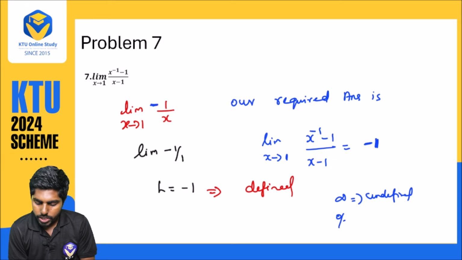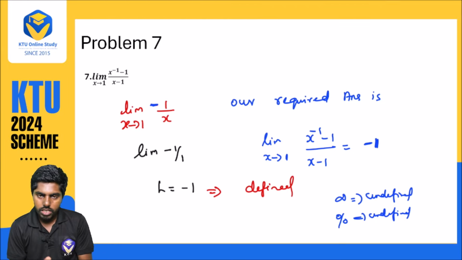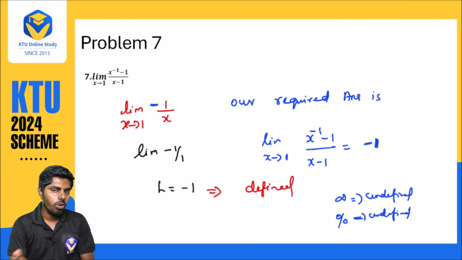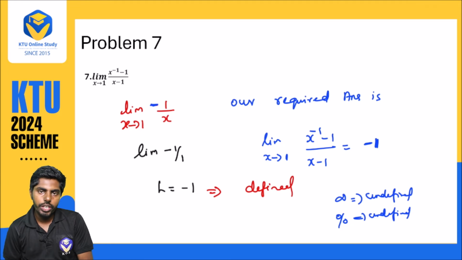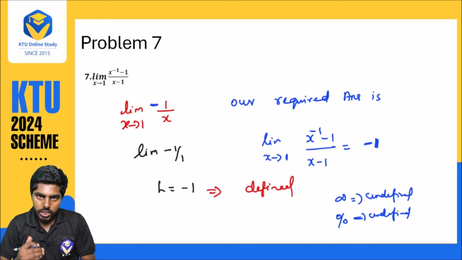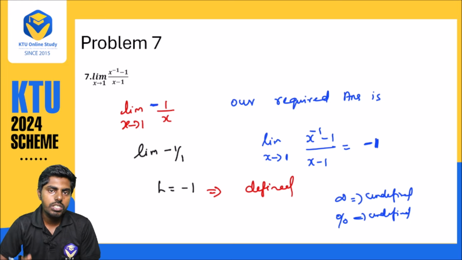Infinite, 0 by 0: these are undefined values. Certain things are there; it is called an undefined value. Okay, so now we will move on to the new topic, that is continuity. A very easy topic also. These are topics you have learned in your school life also.